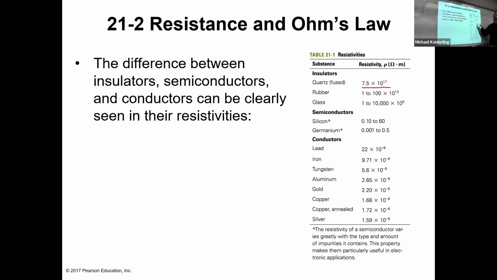And the other thing is that the resistivity of a semiconductor can be affected a lot by small variations in contaminating materials, like adding additional materials. The type and amount of impurities it contains. And this property makes them particularly useful in electronic applications because we can adjust them to have certain properties by adding or removing impurities.